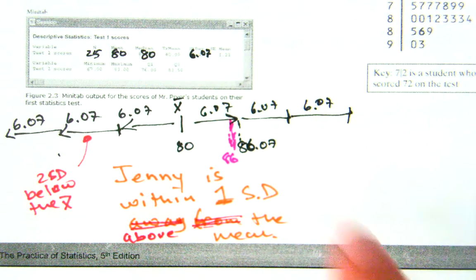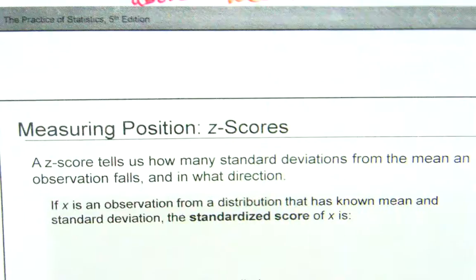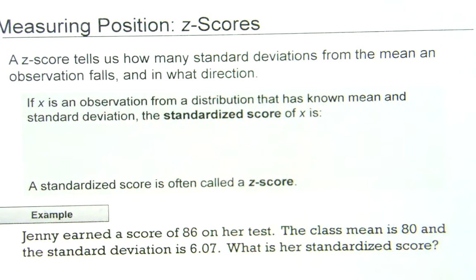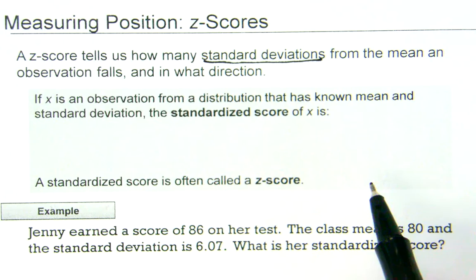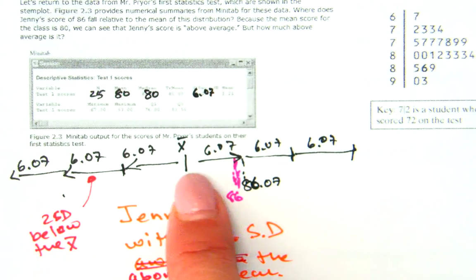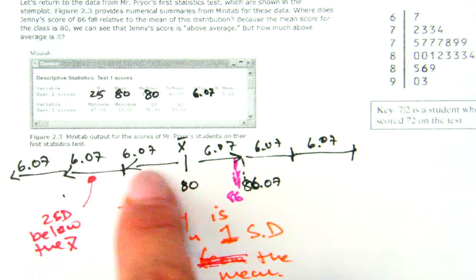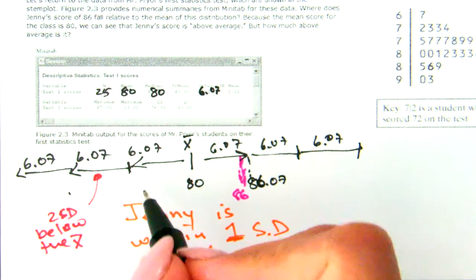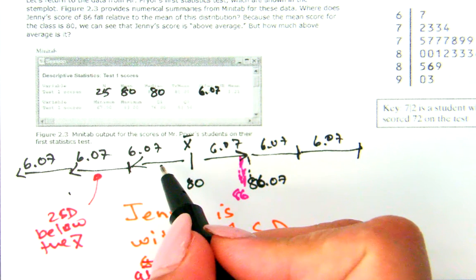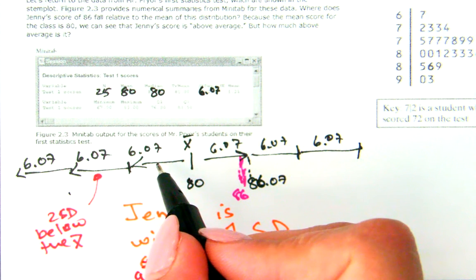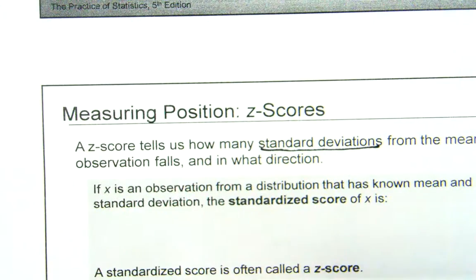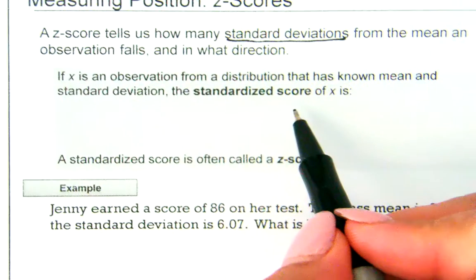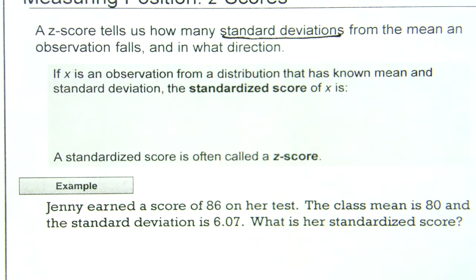Now, what we want to do is calculate a person's z-score. The z-score tells us how many standard deviations from the mean an observation falls and in what direction. So instead of sitting here plotting the mean, figuring out the standard deviation, and roughly estimating where this person is, we can do this very quickly using just 2 or 3 bits of information. Here is how we're going to calculate the standardized score, or z-score, because we want to know how far away from the mean an observation falls.